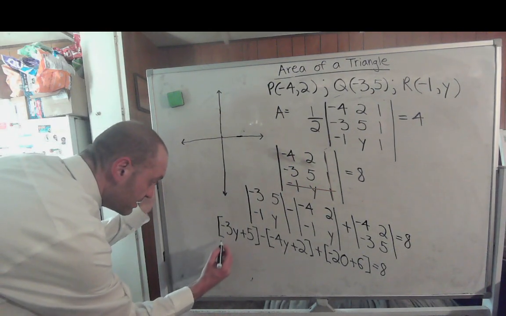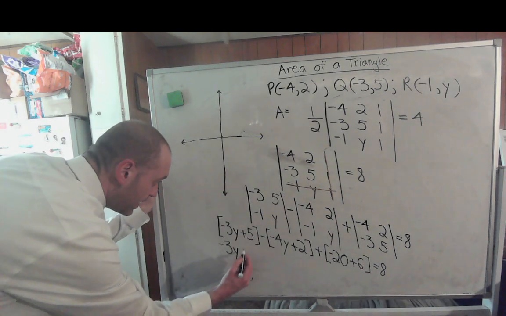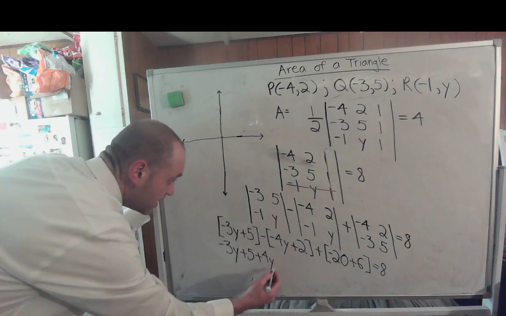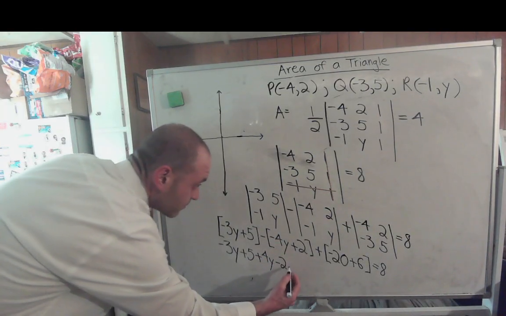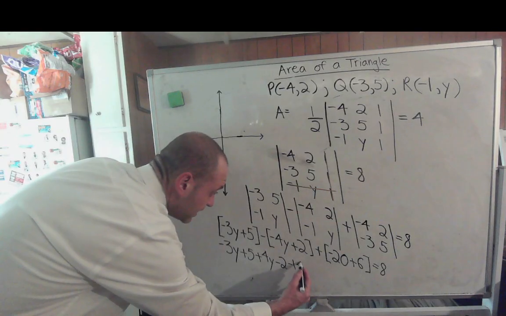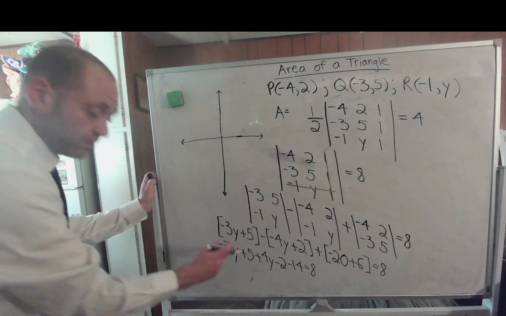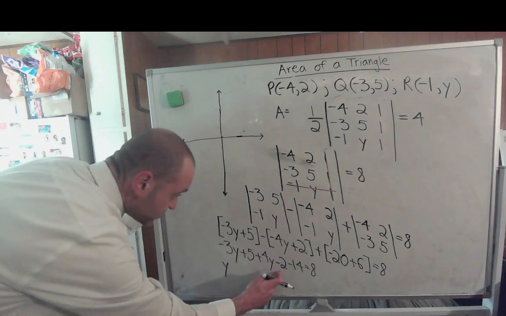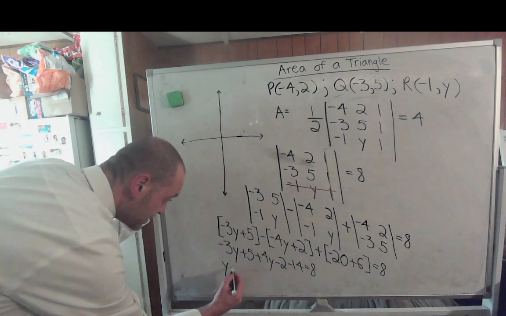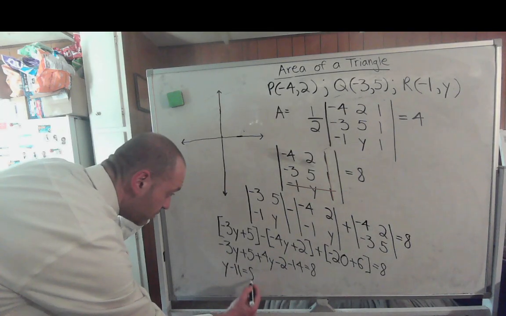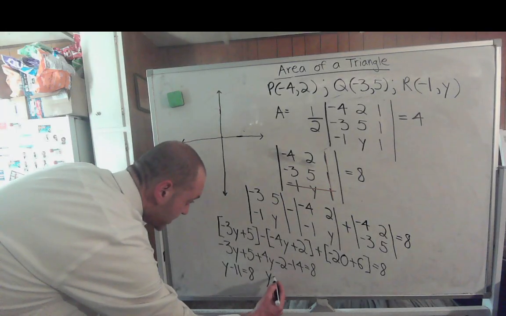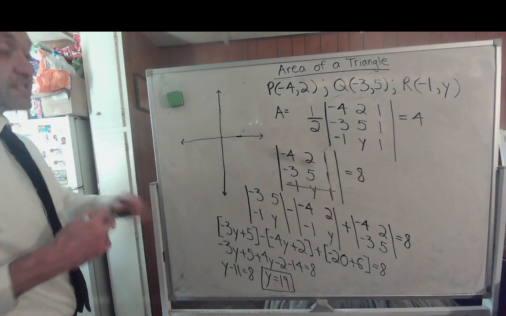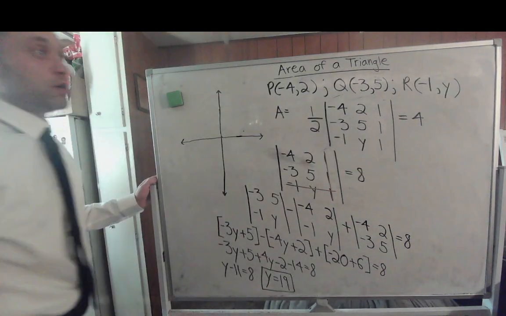So you should end up getting simplified -3y plus 5 minus -4y, that's +4y, -2, minus 14, all that equals 8. Do your like terms. 4y minus 3y is simply y. 5 minus 2 is 3, minus 14 is negative 11, so y minus 11 equals 8. That means y should have a coordinate of 19. So the y coordinate that fits for point R should be 19.